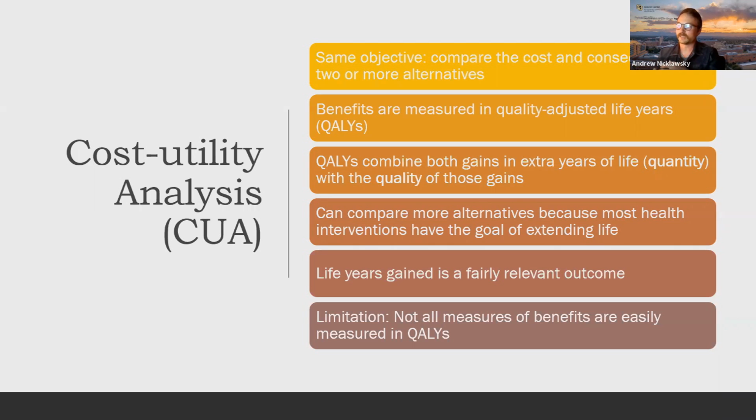In a cost utility analysis, you can compare more alternatives because most health interventions have the goal of extending life, and life years gained is a pretty relevant outcome. One of the limitations though is that not all measures of benefit are easily measured in QALYs. For instance, if you think of an intervention that promotes breastfeeding, there's not really a way to quantify that in terms of quality of life. And you don't really have a lot of choices other than making a bunch of simulations and a bunch of different assumptions, which really makes your results questionable.